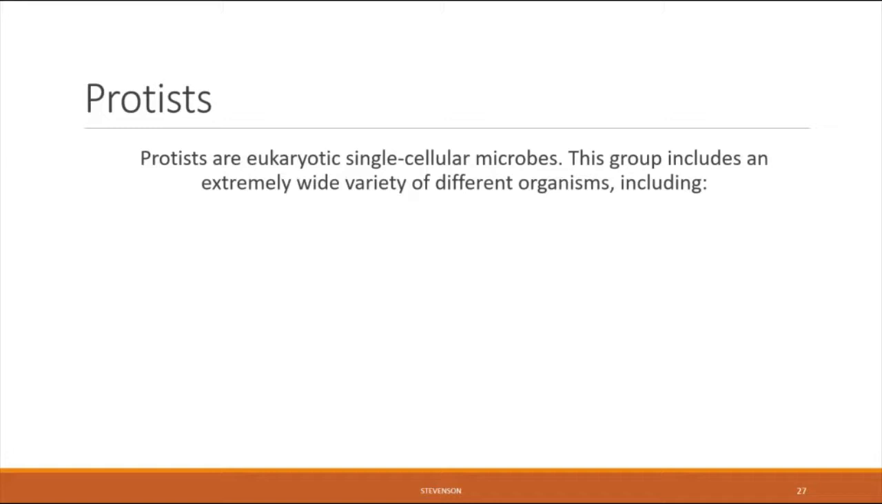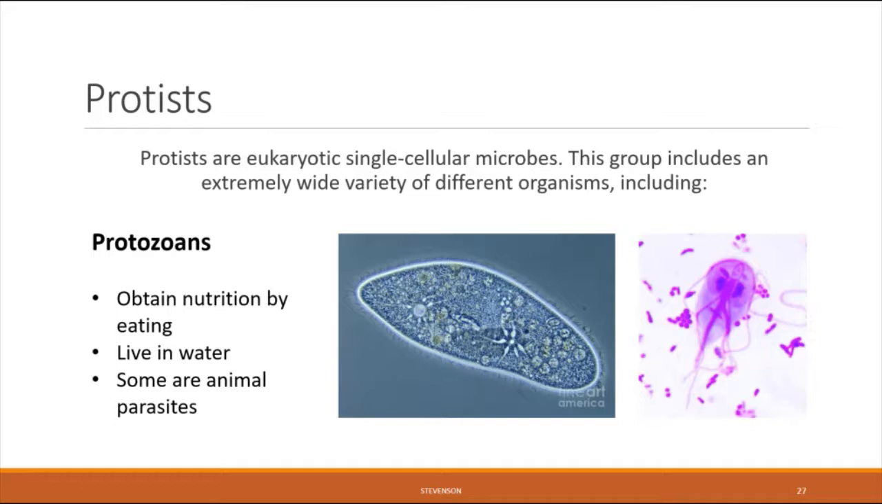One type of protists are the protozoans. What protozoan means is it literally translates to primitive animal, because when people first saw these guys under the microscope, they thought they looked like tiny little primitive animals. Protozoans obtain their nutrition by eating. So they engulf food particles and bring them in and digest them. They live in watery environments, and some of them are animal parasites and can be parasites of humans.